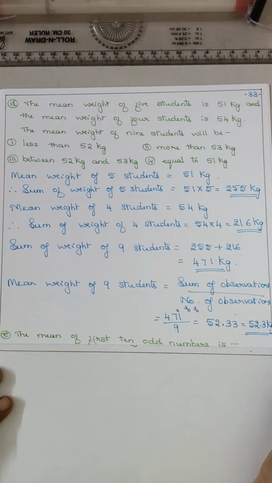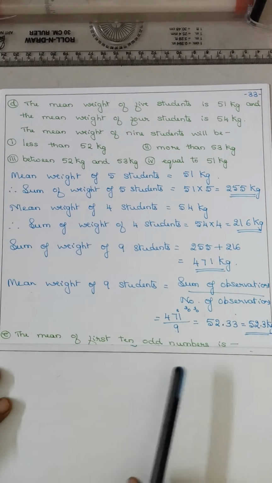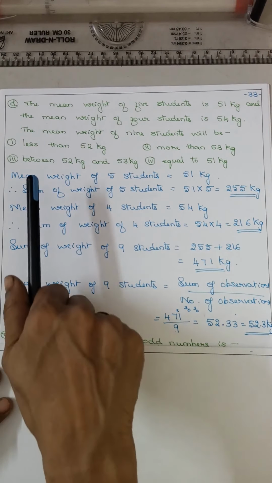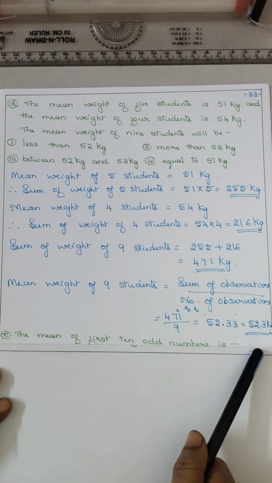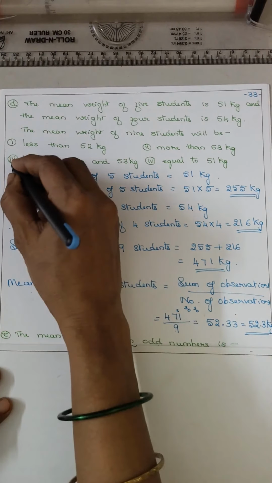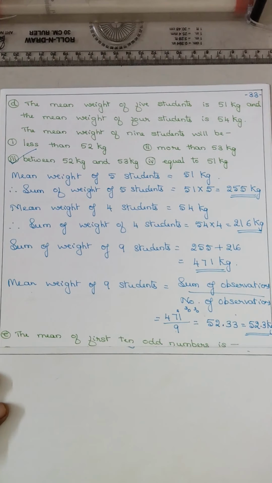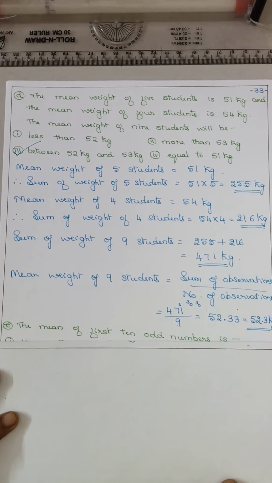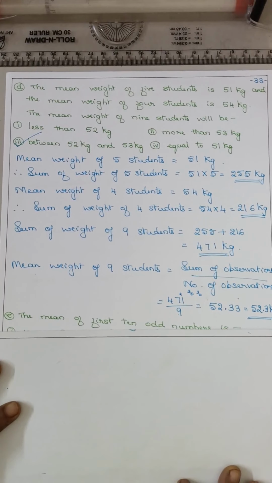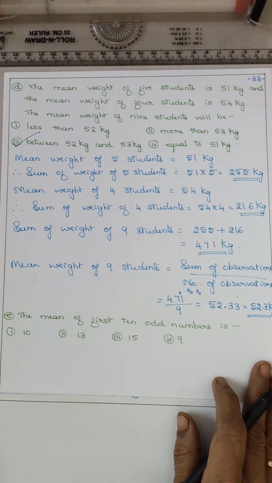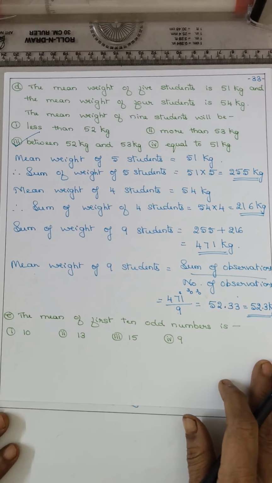So is it less than 52 kg? No. More than 53 kg? No. It is between 52 and 53 kg. Yes or no? 52.3. So the option is third. Understood? The sum is a little bit confusing, isn't it? Hope you understood.